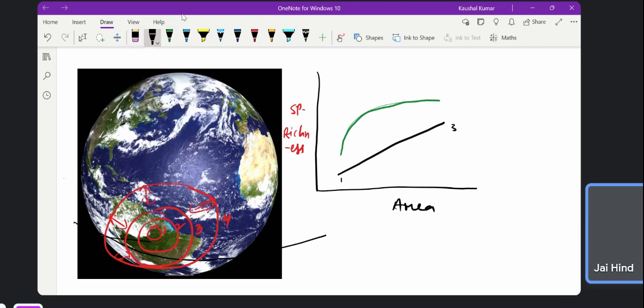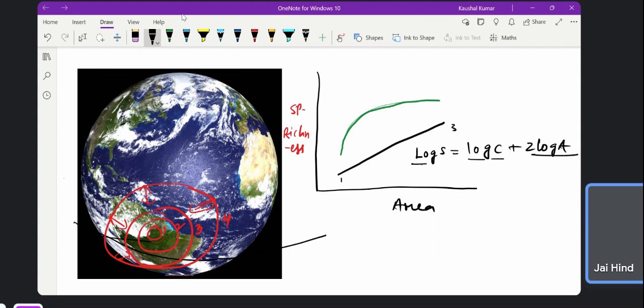If the graph is a straight line, then for the straight line scientists made an equation, which is log S equals log C plus Z log A. So this is a straight line graph, the same as y equals mx plus c.